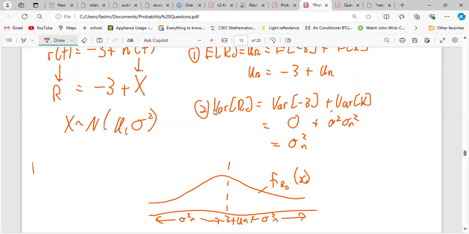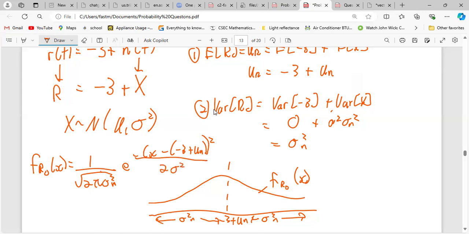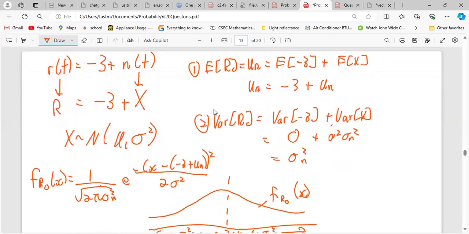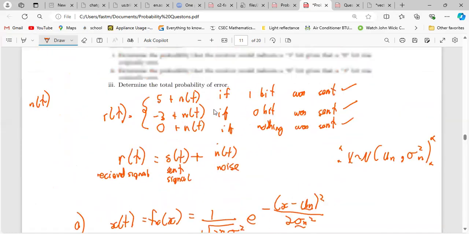Oh, we forgot to write the PDF. So f R0 of x is 1 over the square root of 2 pi sigma squared n, times e to the minus (x minus (minus 3 plus mu n)) squared divided by 2 sigma squared n. So I repeat it, and I sketch. Any questions on that one? All right, nice. Let's continue.